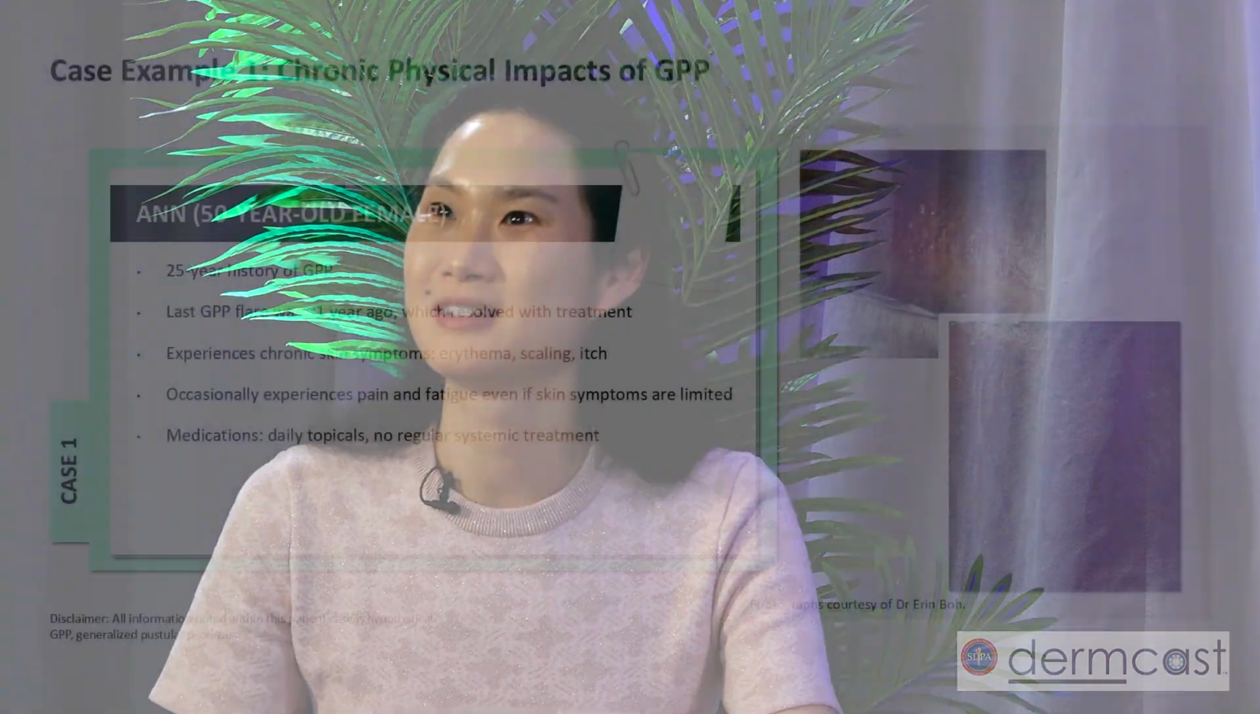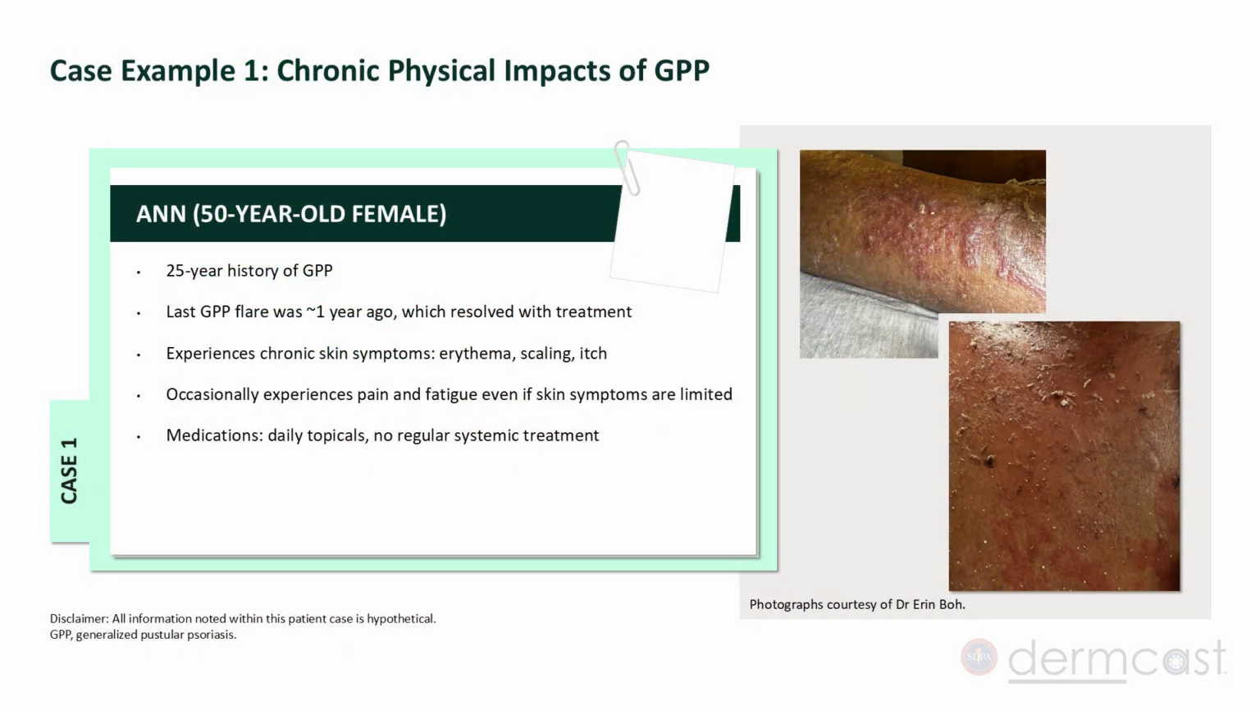All right, so it looks like we have a 50-year-old woman. She's got a 25-year history of GPP. One thing to note is GPP can present differently on different skin tones. We're always looking for erythema as an indicator of inflammation activity, but on darker skin tones it may be more subtle or even look a little more violaceous, so that's really important to keep in mind. Her last GPP flare was about a year ago, but it resolved.